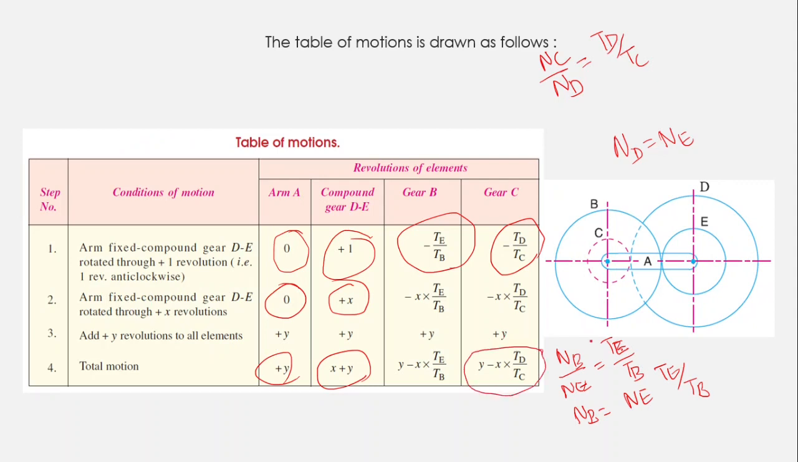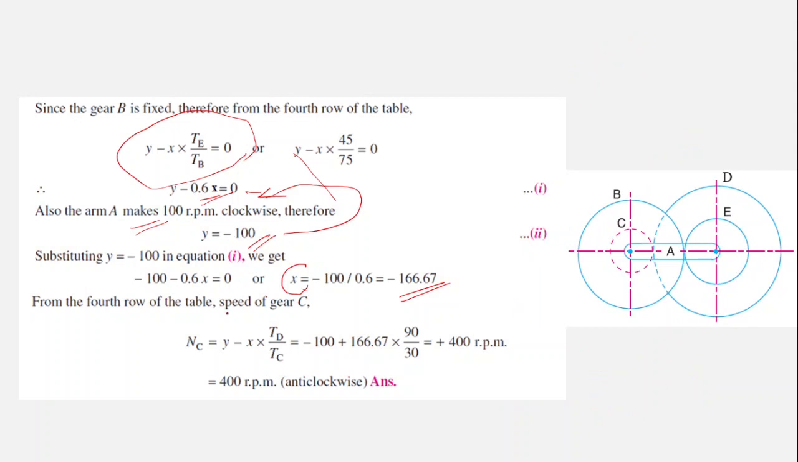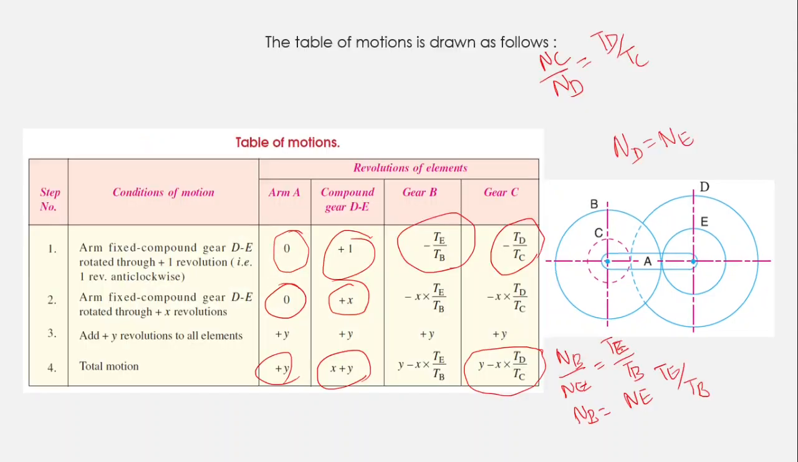Then again, from the fourth row of the table, the speed of gear C is equal to y minus x into TD by TC, which is equal to NC. Here we can substitute the values of y, x, TD and TC. Then we can calculate the value of NC. NC is equal to plus 400 rpm, that's equal to 400 rpm in the anti-clockwise direction. That is the final answer. We can calculate the speed of any gear by using this tabular method, or table of motions.